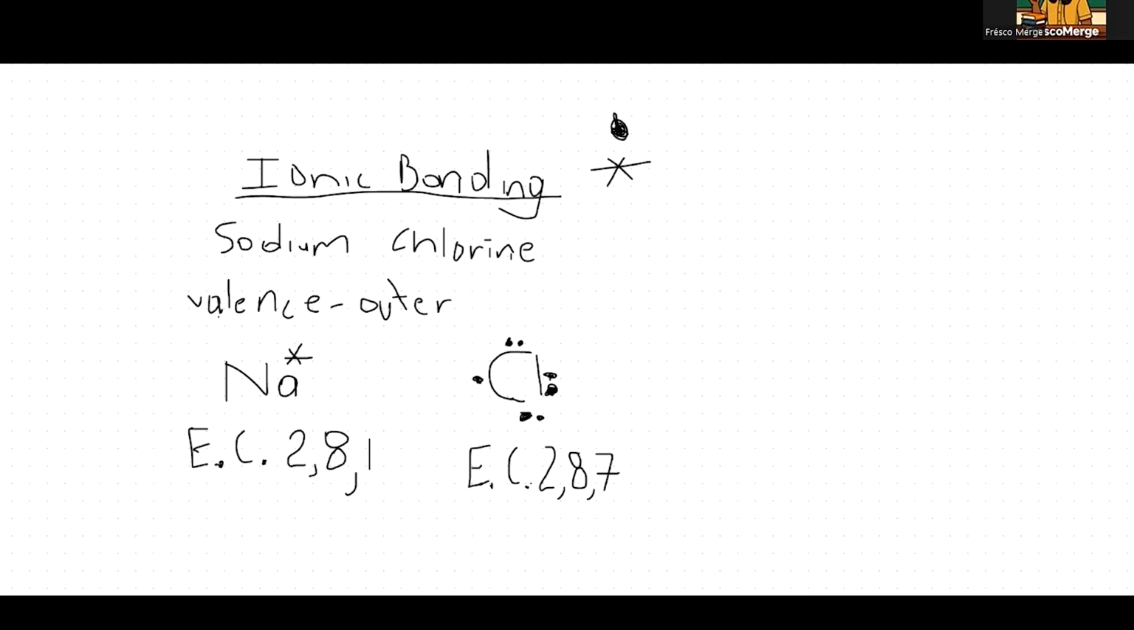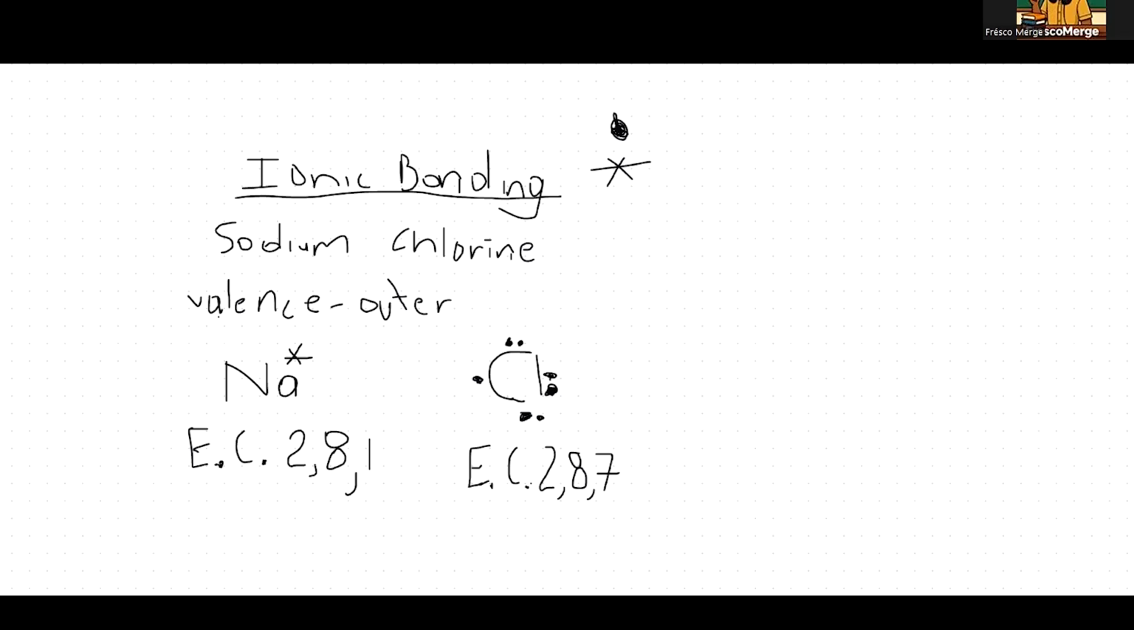You need 1, right? Remember, a full outer shell is supposed to have 8 when it comes down to the third shell. At this level, you need 8. I'm going to do a next video on that as well. So 2, 4, 6. It needs 1. So therefore the sodium is going to give away the 1.